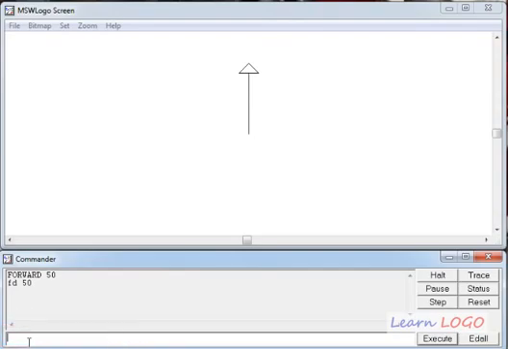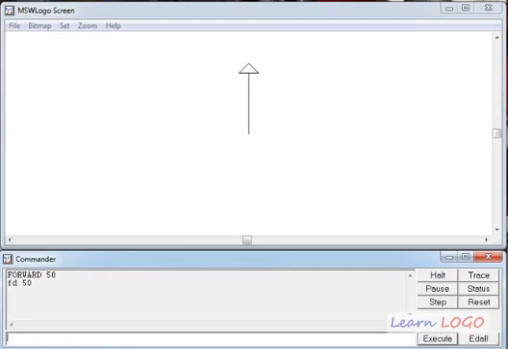Right? And as you have noticed, this time I haven't pressed this execute button. You can replace this execute button with the enter key of your keyboard. So this time I have actually pressed the enter key, right? So you can write a command and then press this execute button, or you can write a command and then press the enter key of your keyboard, right? Both ways it works. So this was the forward command.